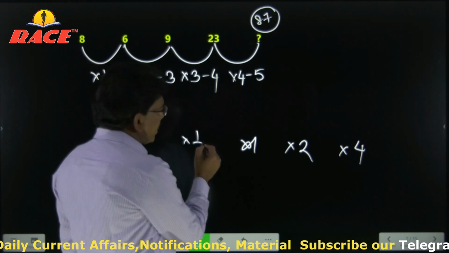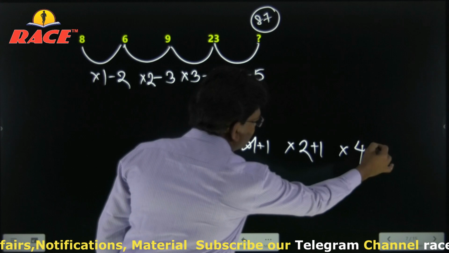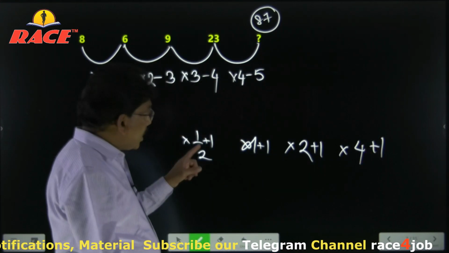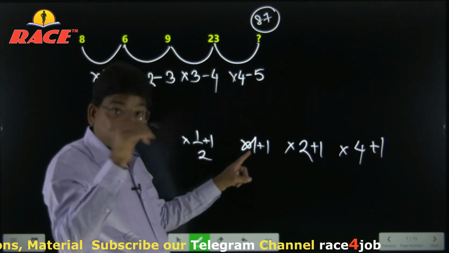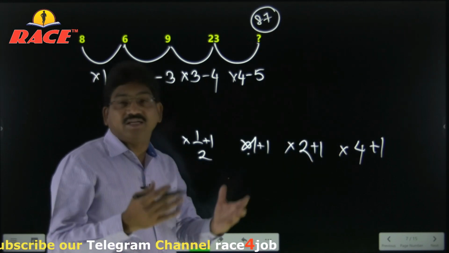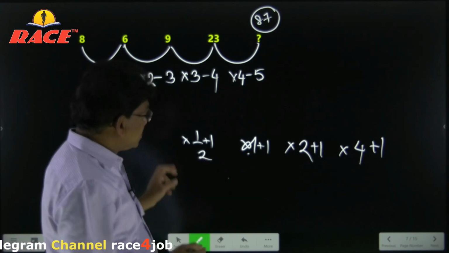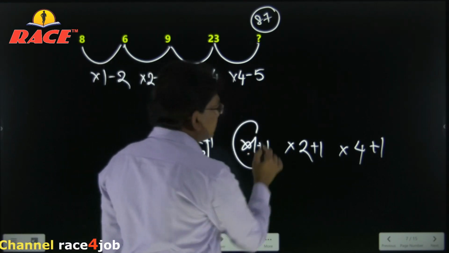It is not only into half. Sometimes they will give you into half plus 1, into 1 plus 1, into 2 plus 1, into 3 plus, into 4 plus 1, or into half plus 1, into 1 plus 2, into 2 plus 4, into 4 plus 8, like that also. But that plus something is in order, and you have to find it out. This is a very important one. Regularly this model will come.